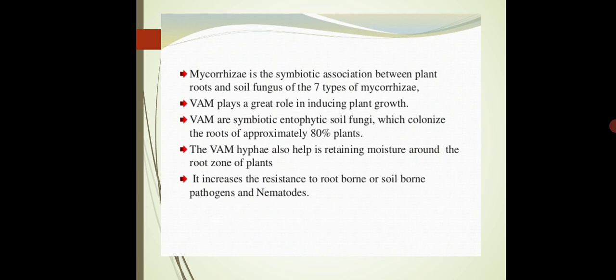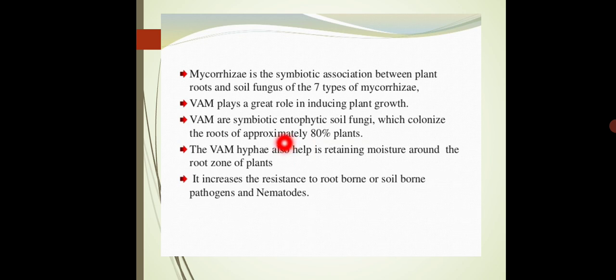So it is the symbiotic association between plant roots and the soil fungus. Plant roots means angiosperm roots, and the fungus is Phycomycetes. VAM plays a great role in inducing plant growth. So there is a key role of VAM in the growth of plants.